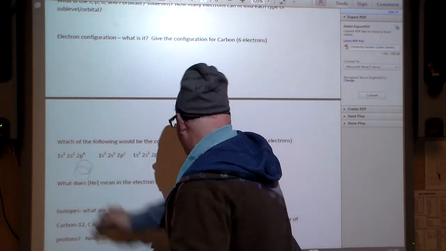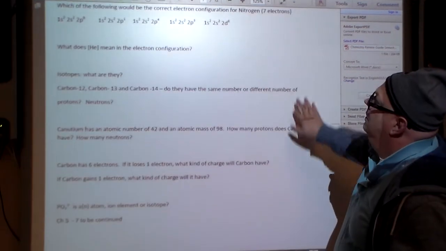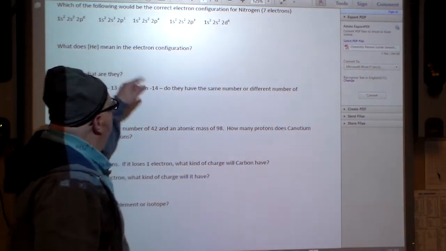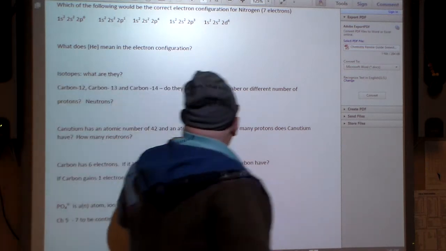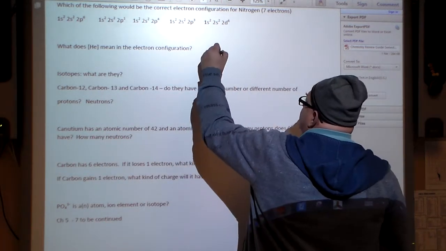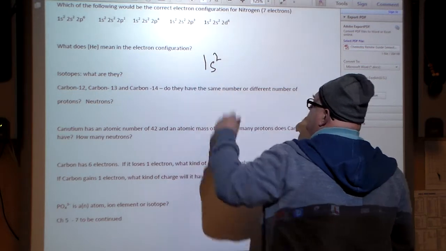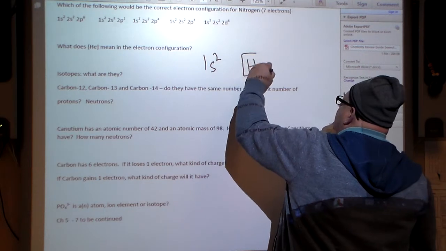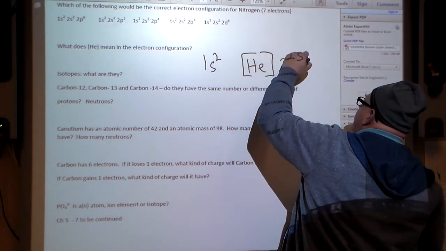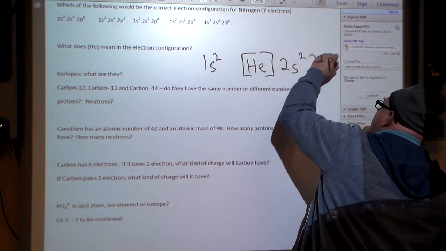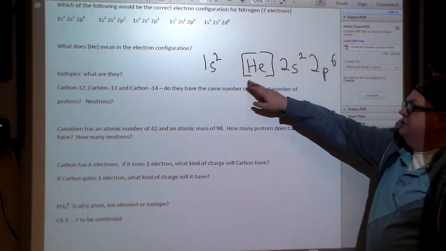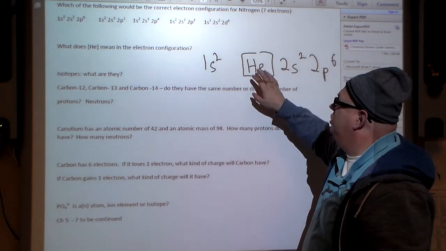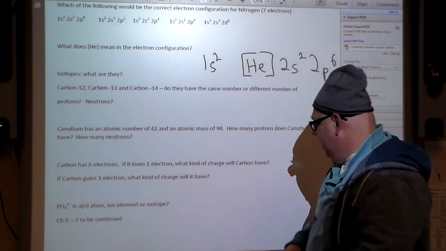I'm trying to move fast and hit the high points. All right. He, what are we talking about here? If I look at something like He, it's saying to me, instead of writing 1s2 every single time, I would write [He] 2s2 2p6. So that's what they're saying. This is a noble gas configuration, which for He, it's not that big of a deal.